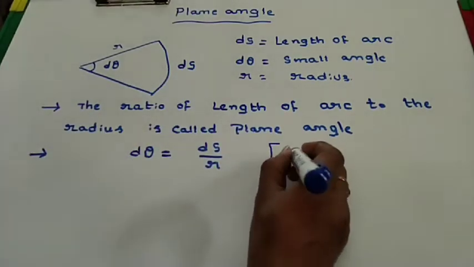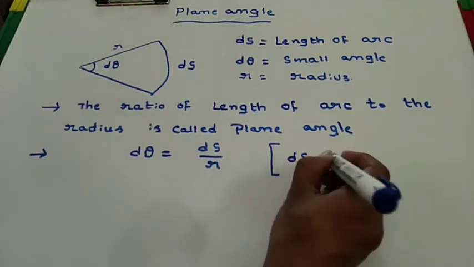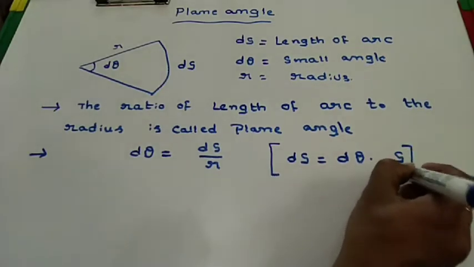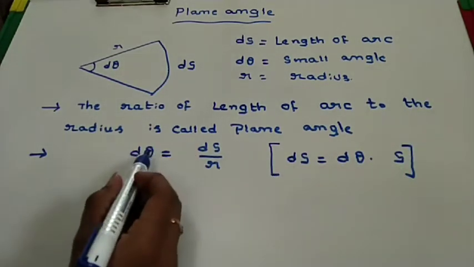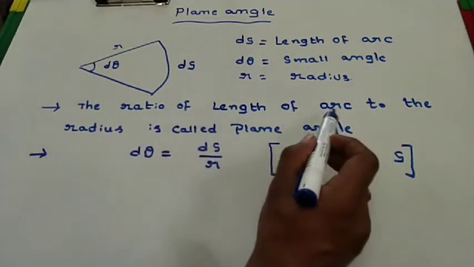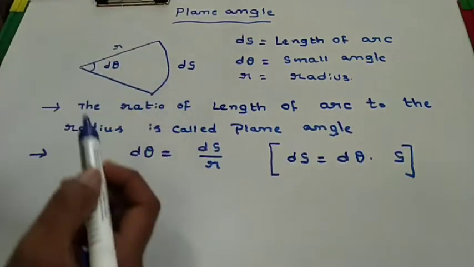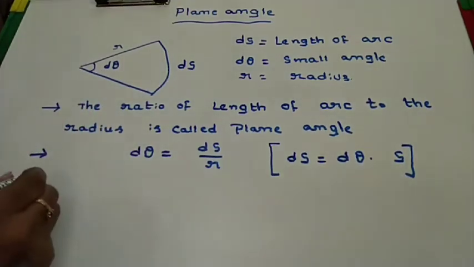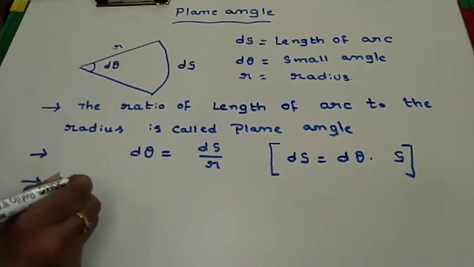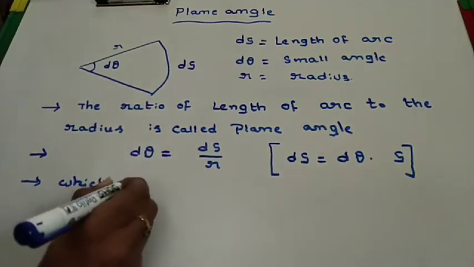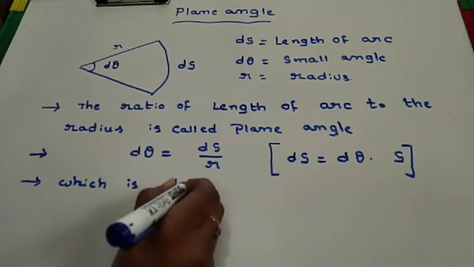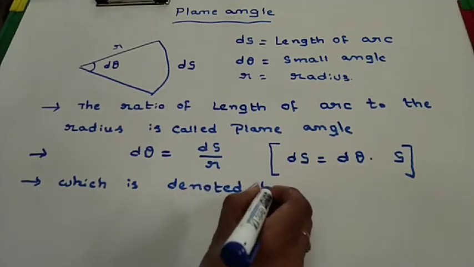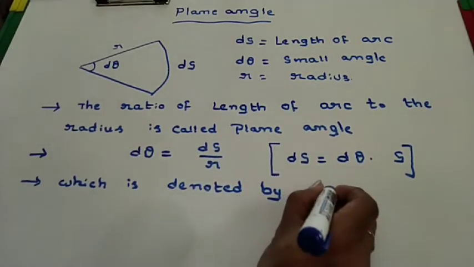Now arc is equal to d theta into r. Please keep in mind the difference. But the plane angle formula is the ratio of the length of the arc to the radius, which is called plane angle, and is denoted by d theta.